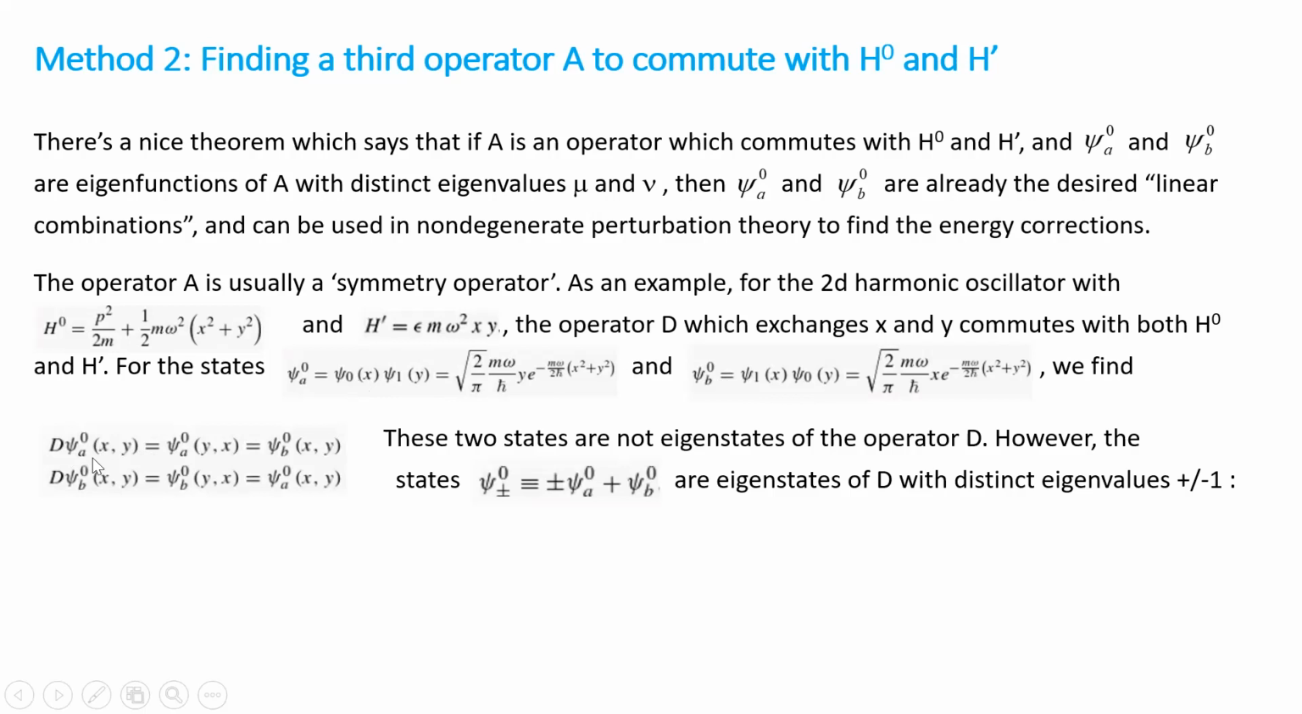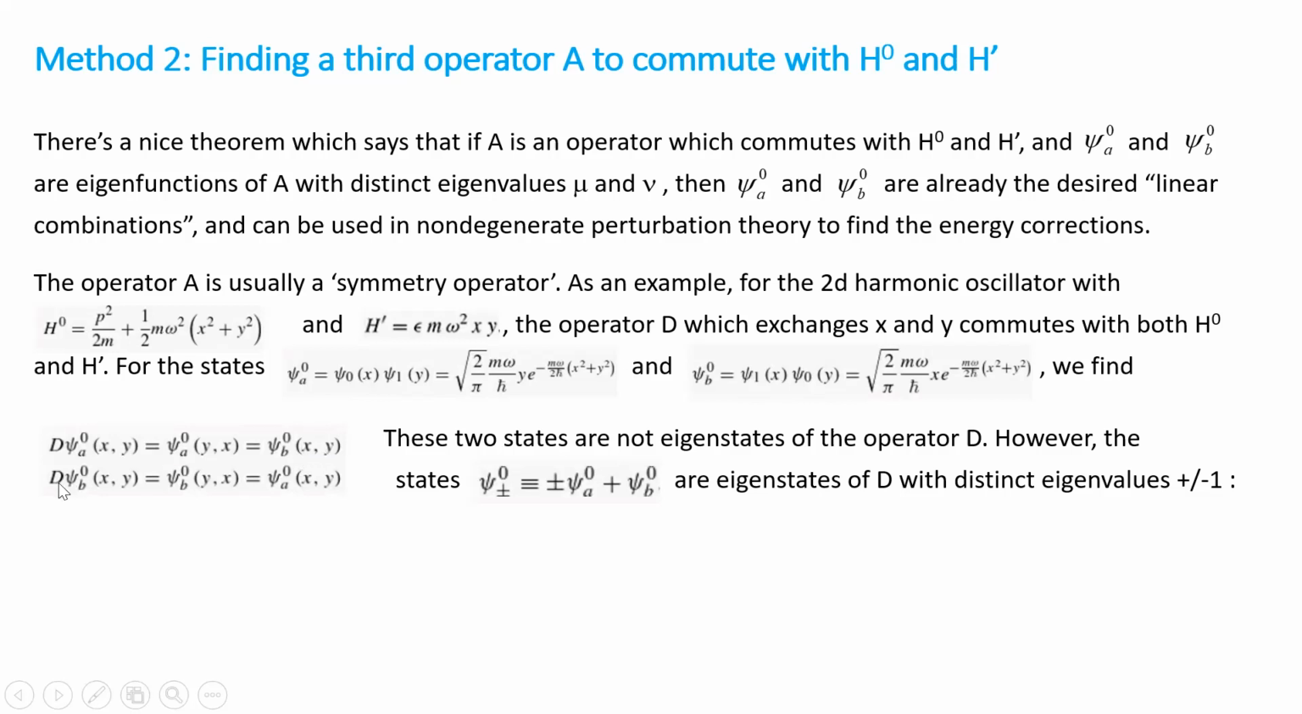Remember, D exchanges x and y. So it's going to give psi A0 of y and x. But if we switch y and x, we get psi 0y, psi 1x. But that's exactly what we have over here for psi b, psi 0y, psi 1x. So that's actually psi b0 xy.